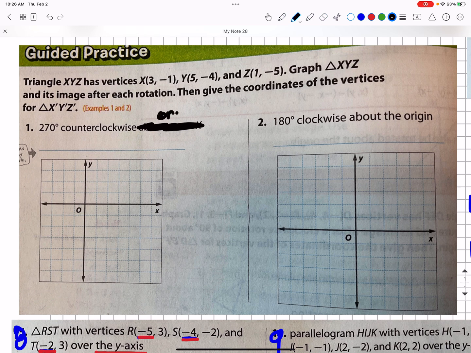All right, we're not going to go about the vertex. We're going to go about the origin. So basically for this one, I'm going to do 1 point for you, and you can do the next. 3, -1 is right here. And this is down in the positive-negative neighborhood, area 4.